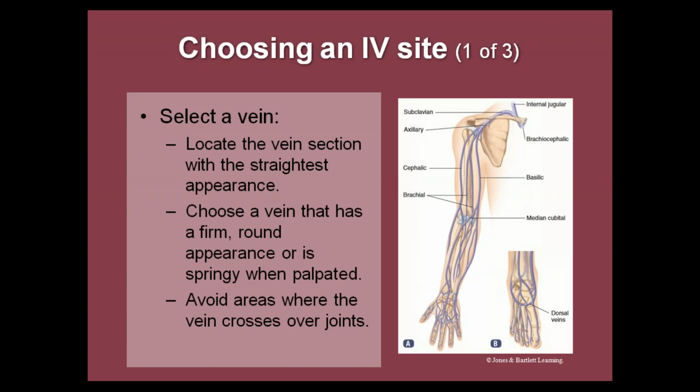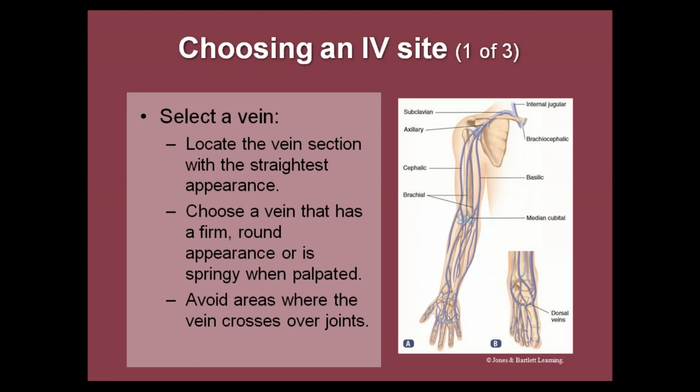You're welcome. So we're going to talk about choosing an IV site. This can be a tricky little deal, obviously, depending on a number of different factors. Ultimately, you want to select a vein with the straightest appearance. So when you're trying to find that vein, you're looking at the arm, you've got the tourniquet wrapped around the arm or leg and trying to find a vein that pops. You're looking for the straightest appearance.